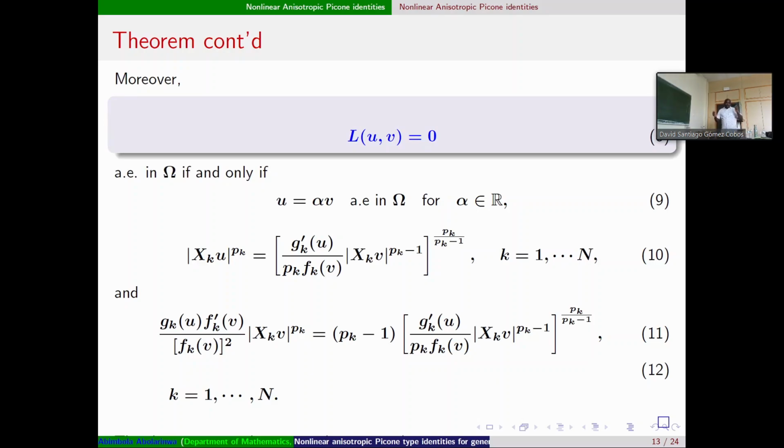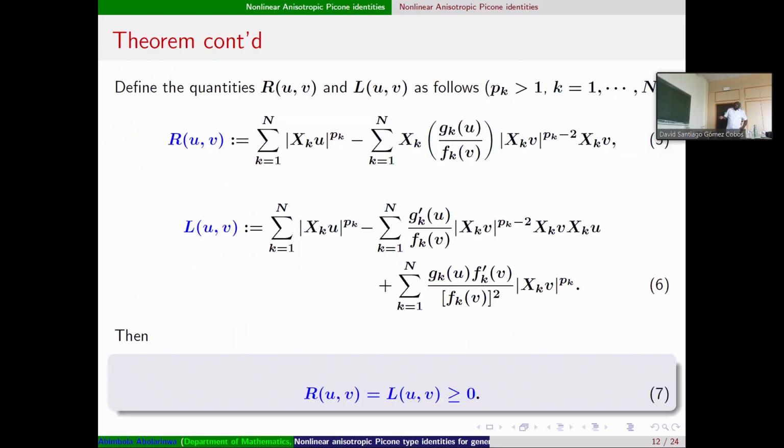And the proof of this also follows the normal way of proving the Picone identity. If you go back to R equals this, you can expand this. This s_k is a differential operator in direction of k. Once you do that, expand that, rearrange, then you have this quantity. So the equality is straightforward.